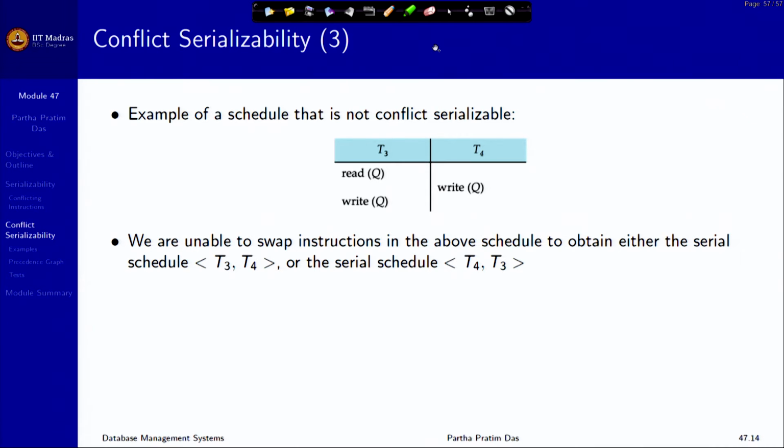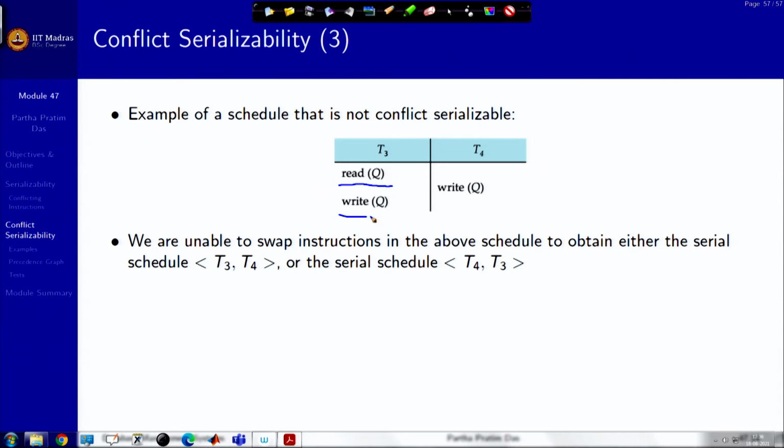Now, obviously, there are several schedules which are not conflict serializable. Look at here, read A, read Q, write Q, and this does write Q. You cannot move anything. This is a direct conflict here. In fact, you are unable to swap instructions to get either a serial schedule T3 T4 or a serial schedule T4 T3. So, this is not conflict serializable.